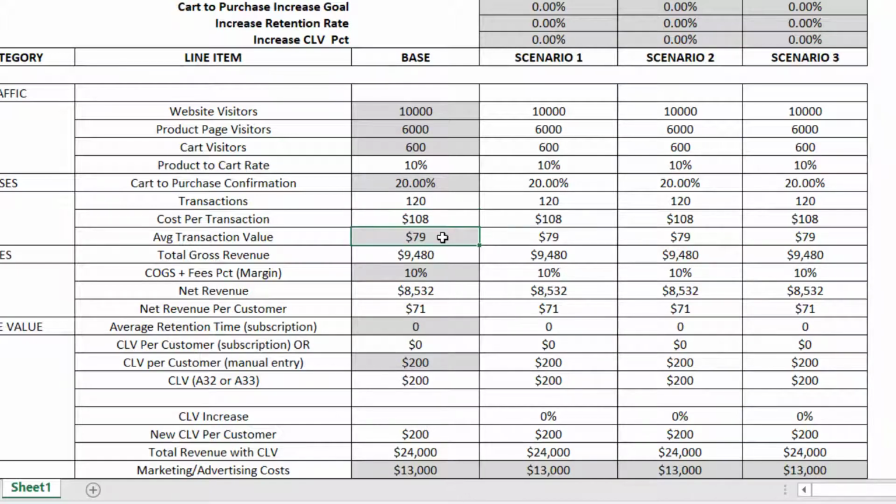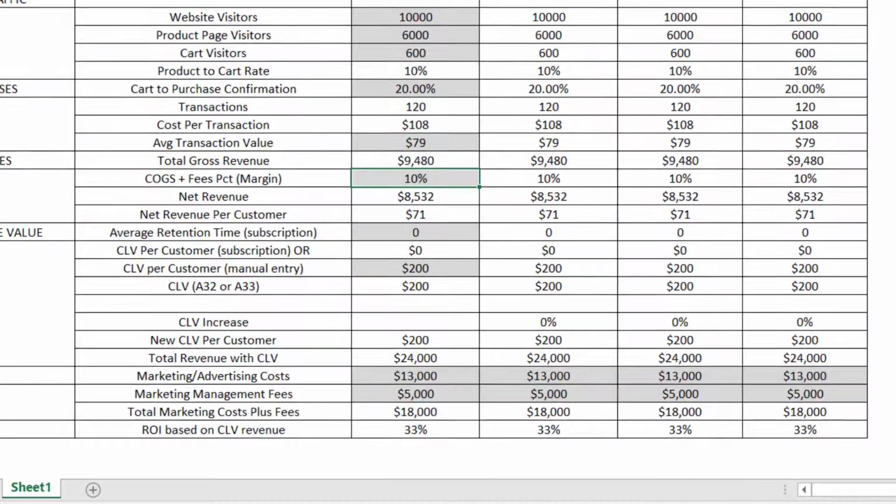Your average transaction value is $79. That's what we put in. So your total gross revenue is $94.80. If you want to reduce some margin, this exercise is 10%. You can put more, you can put less, or not put it at all. So your net revenue is $8,500, and per customer is $71.